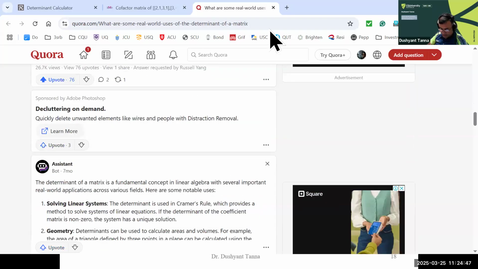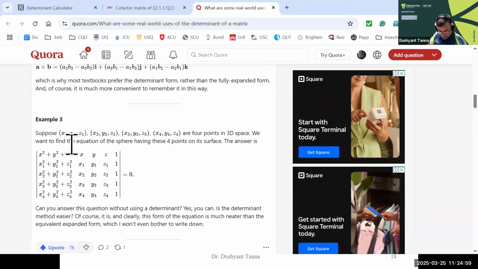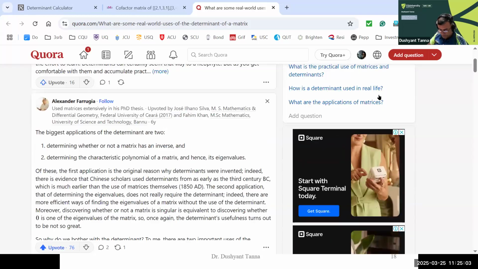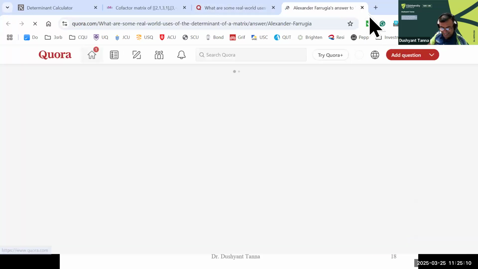So read this article. What I did was search for real life examples or applications of determinants. I read a few and got this one, especially the response from Alexander. It's really, really awesome. And it's been there for a while, for the last 6 years.